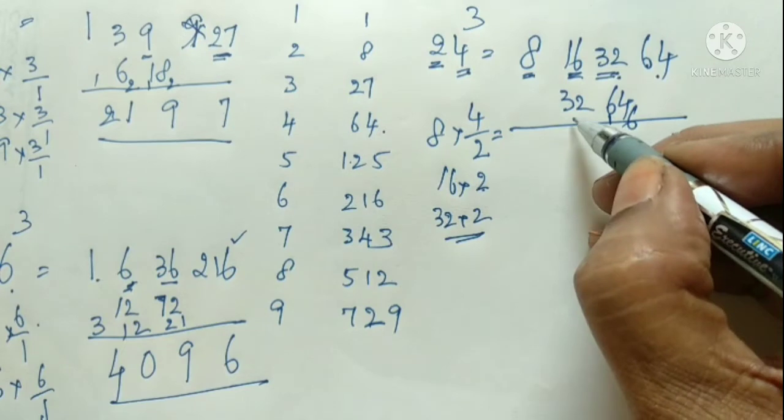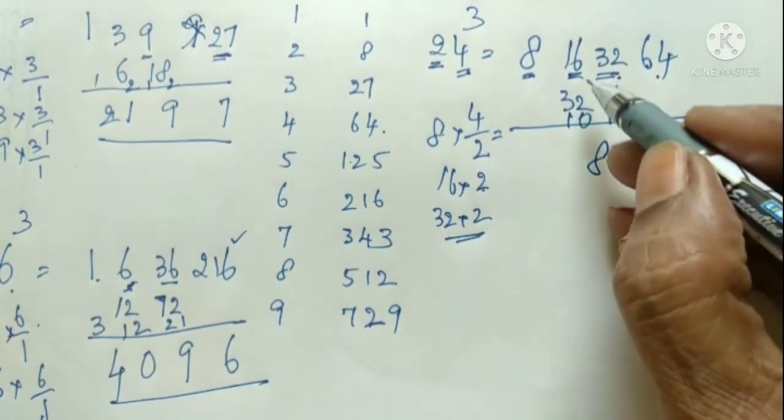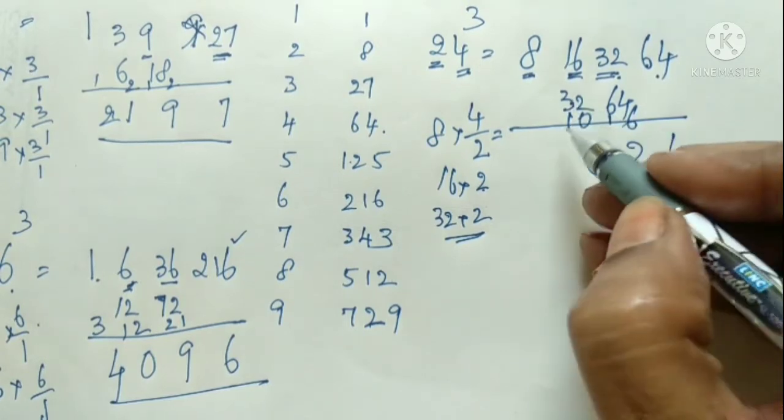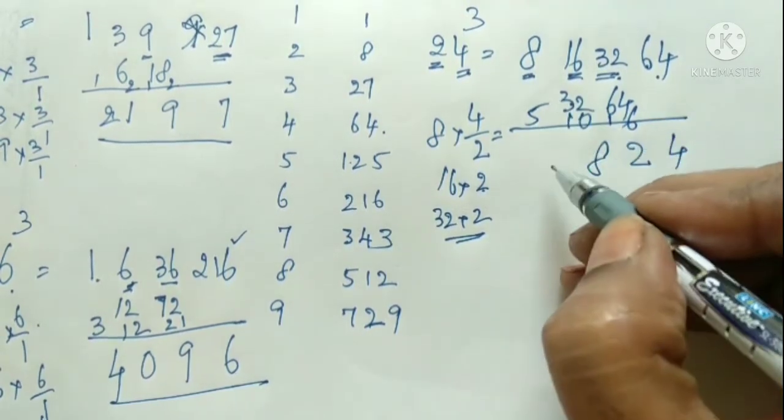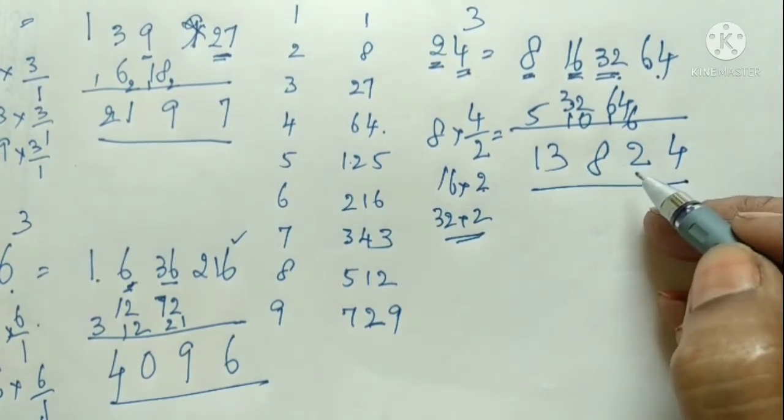7 plus 3, 10. 10 is to be added here. 6 plus 2, 8. 1 plus 3, 4 plus 1, 5. 5 is to be added here. 8 plus 5 is 13. So the answer is 13,824.